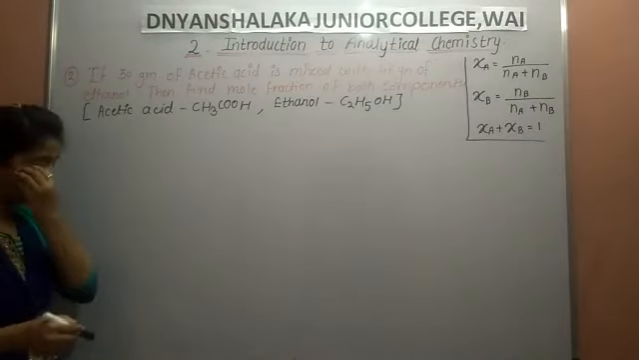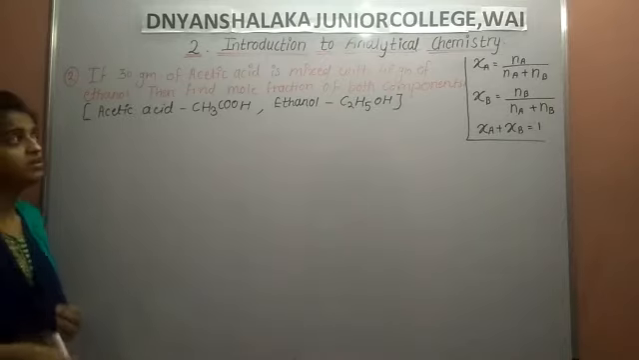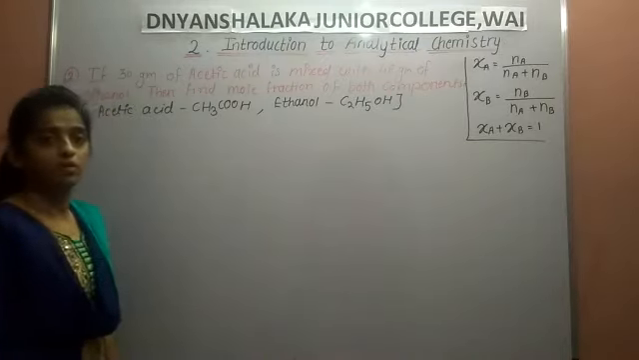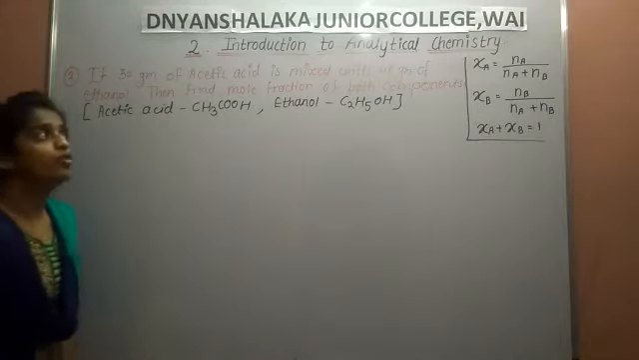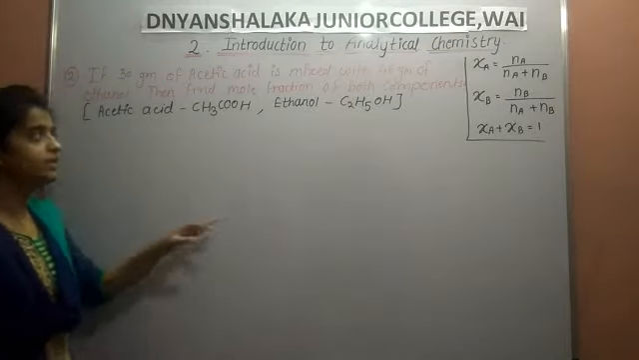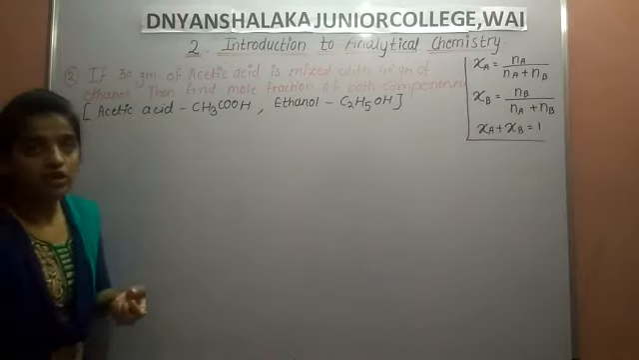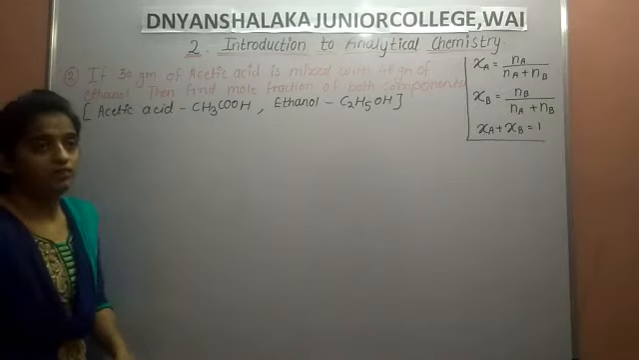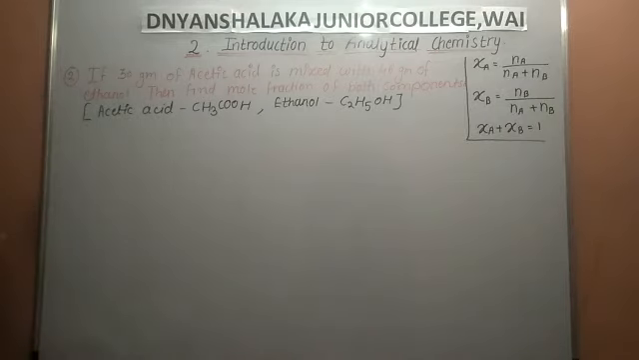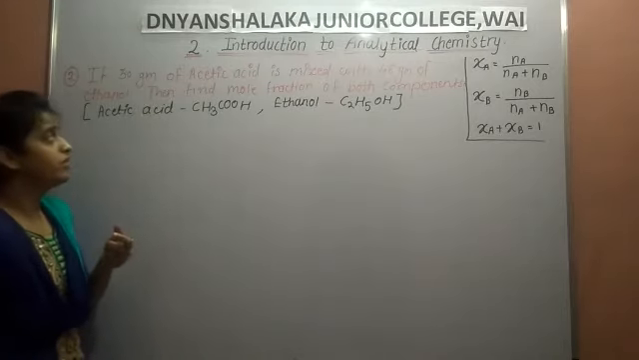So second example, we start. If 30 gram of acetic acid is mixed with 46 gram of ethanol, means ethyl alcohol, then find the mole fraction of both components, means mole fraction of acetic acid and mole fraction of ethyl alcohol. If you don't know the chemical formula of acetic acid and ethanol, don't get confused; in this example you may not know the chemical formulas of different compounds.